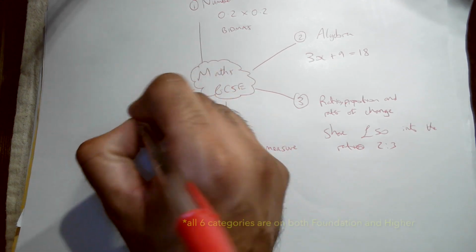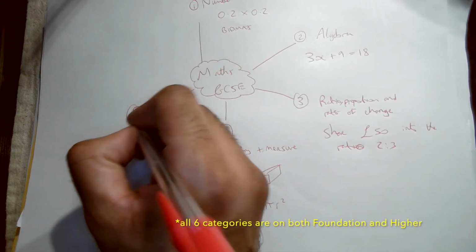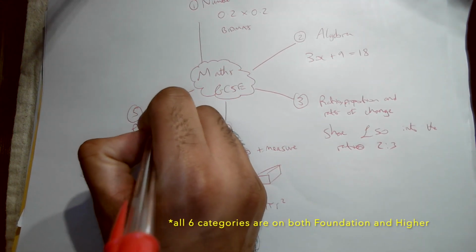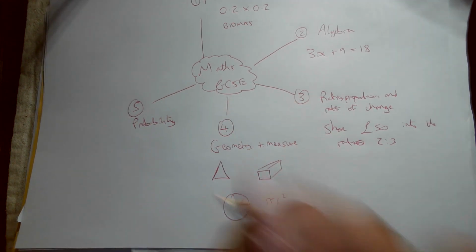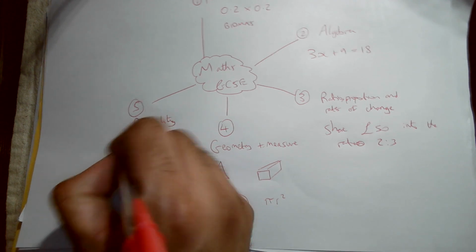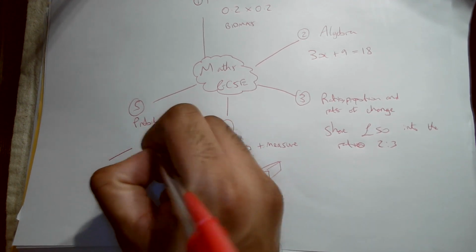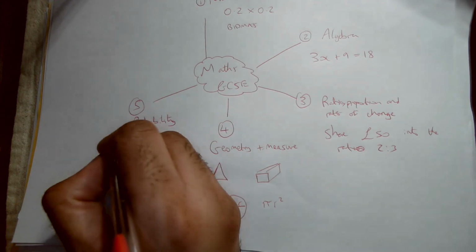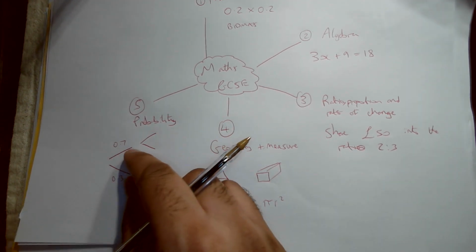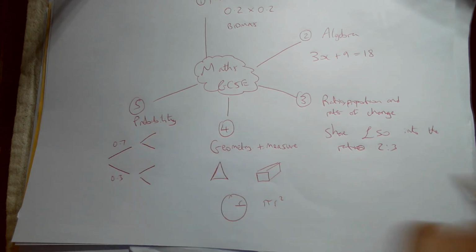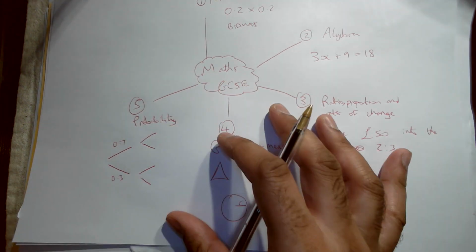The fifth one is probability. And just to give you an example, it might be something like tree diagrams. I'm not going to fill one in, but things that look like that, and it usually has something like this, 0.7, 0.3, so both branches have to add up to 1, because all probabilities add up to 1, and then so on and so forth.